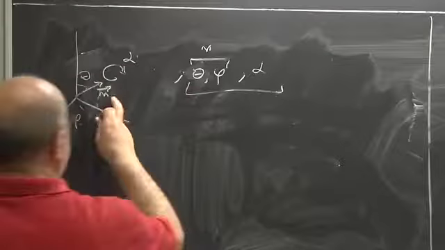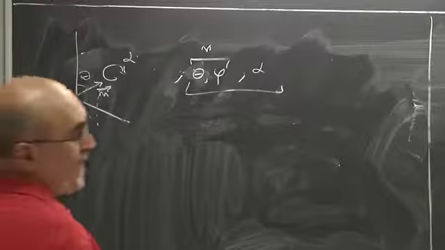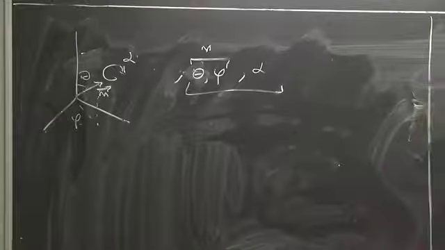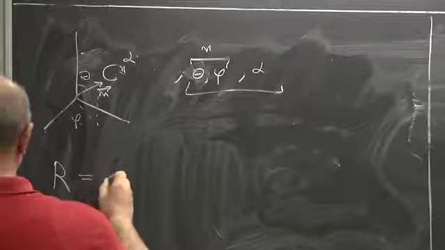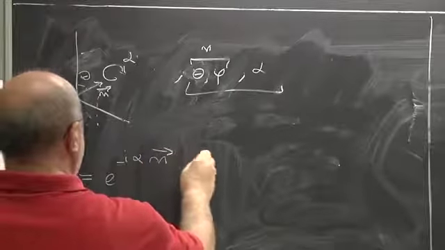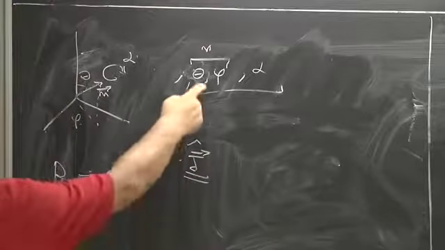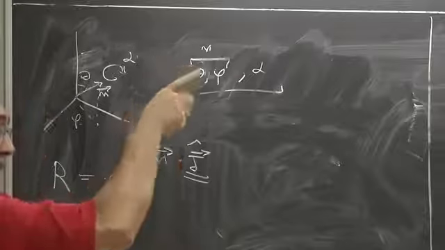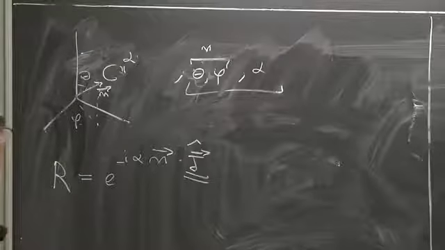Now, how do I represent these things? Well, it is complicated. I will not enter into it, but believe me, this 3 by 3 matrix is represented in this manner: e to the i alpha n times J, where n is the unit vector and alpha is the rotation angle along n. The J are 3 by 3 matrices that you have seen when you did quantum mechanics.